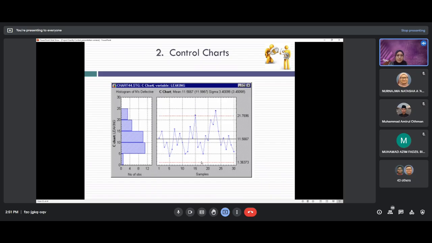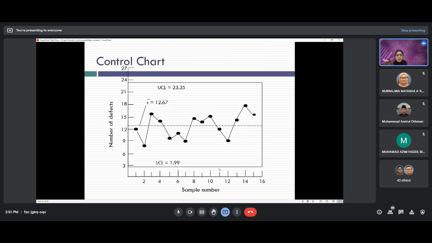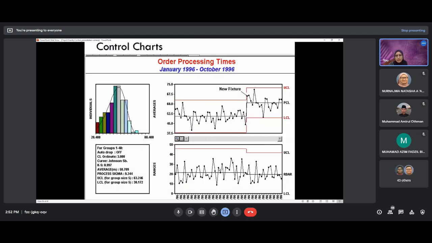Okay, these are samples of a control chart. These are the upper limit, these are the lower limit. As you can see, two of these data are beyond the upper limit. Okay, so there is something wrong. If there is something wrong, then you need to know what makes the defect go over the control limit. Okay, and this also shows the control chart.